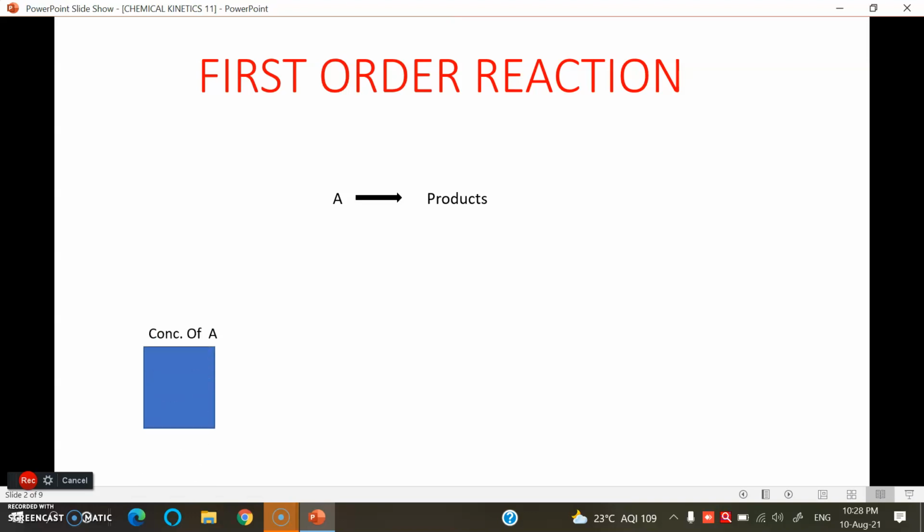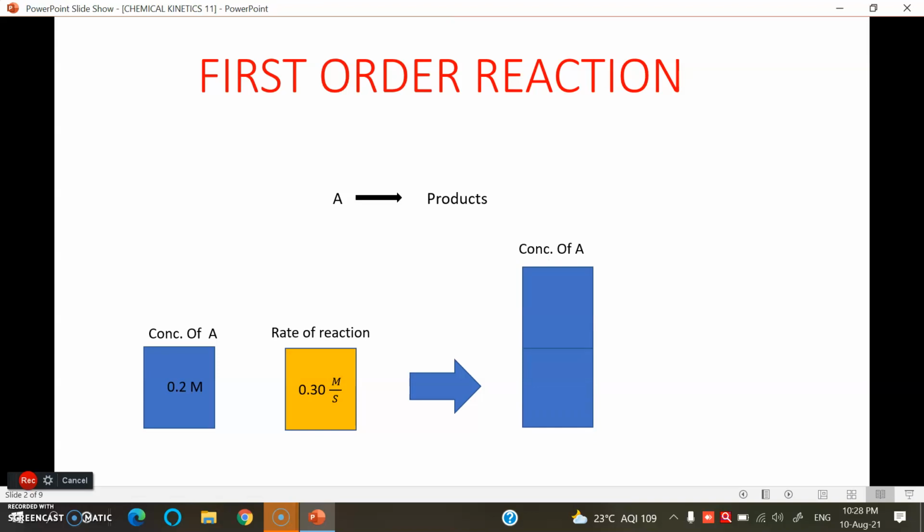Consider the concentration of reactant A is 0.2 molar. At that specific concentration, the rate of reaction is 0.30 molar per second. Now we change the concentration of reactant A. Now it becomes double, and the rate of reaction also doubles. From 0.2 molar, we double the concentration, that is 0.4 molar. The rate of reaction also doubles, that is, the reaction is a first order reaction.